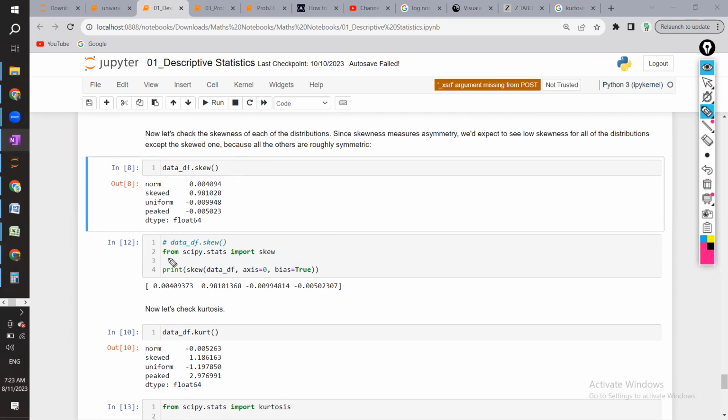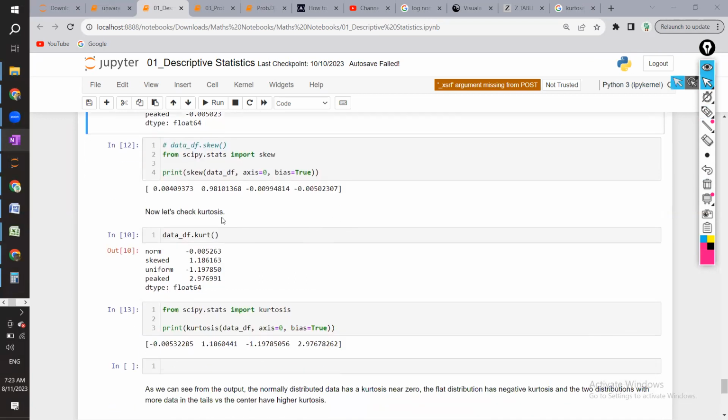I would say always suggest going by the library because it will be more accurate. Fine. So now let's check kurtosis. The way you can do the kurtosis is also two ways: directly by the data frame, or by using scipy.stats kurtosis. Same thing, you can import.